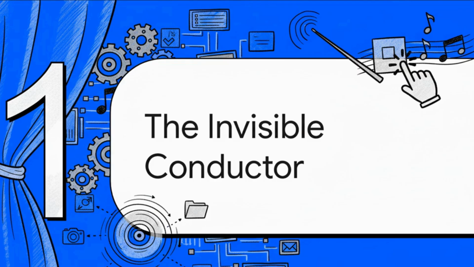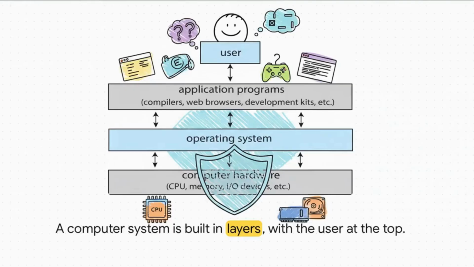To really get what's happening when you tap that icon, you first have to meet the invisible conductor that's orchestrating the whole show. Okay, so take a look at this. This diagram is basically a perfect map of your computer's world. Way up at the top, that's you, the user, and way down at the bottom, that's the raw hardware. The processor, the memory, all the physical bits and pieces. Your apps, like your browser or your games, they live somewhere in the middle.